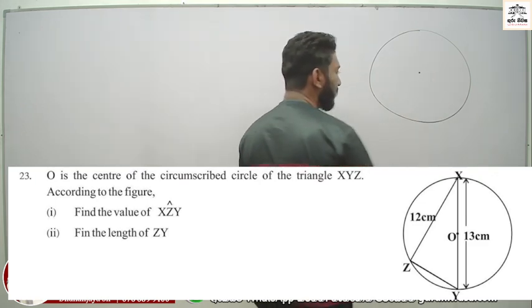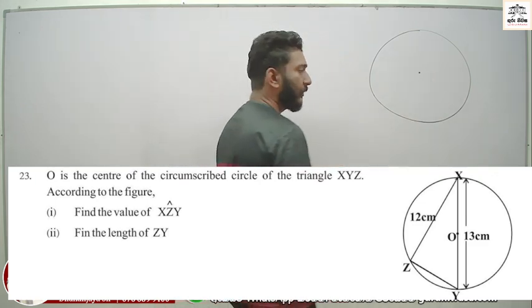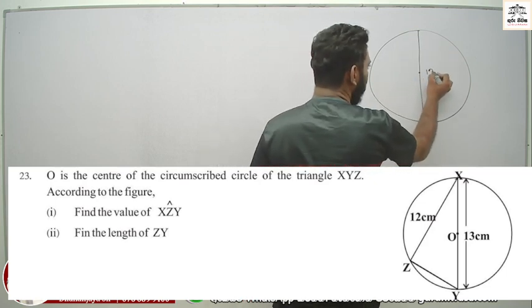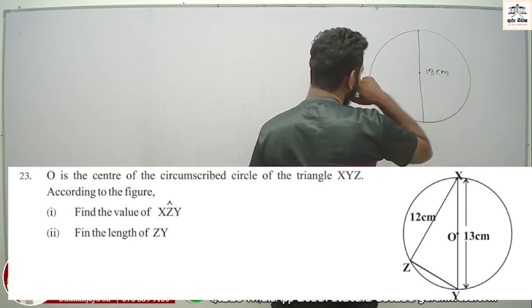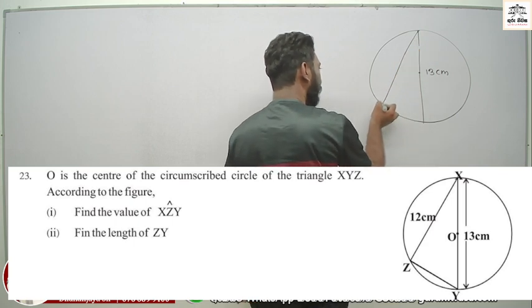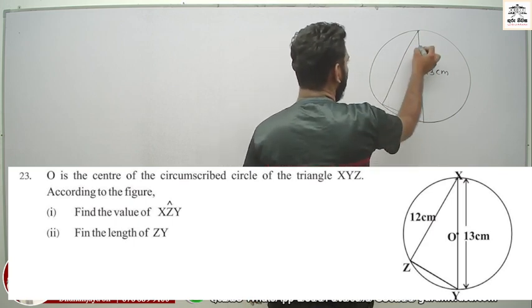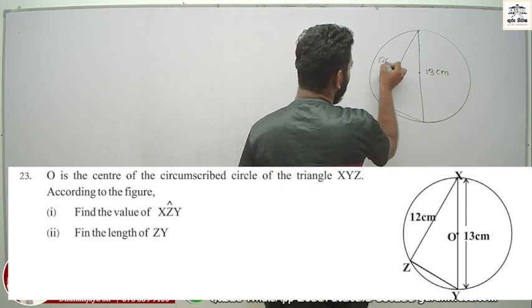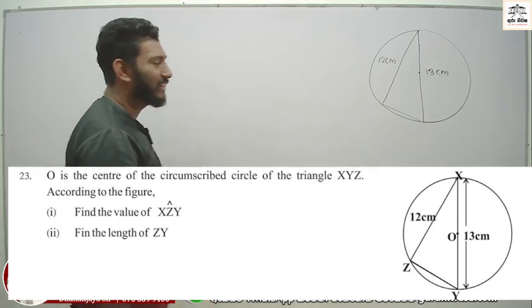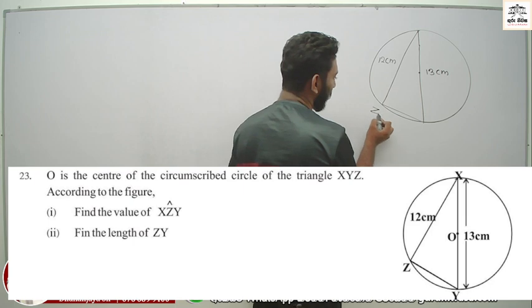Now this is the center. This is O. And this was 13 centimeters. This was a very easy thing. This one is 12 centimeters. 12 centimeters. And Z, Y.